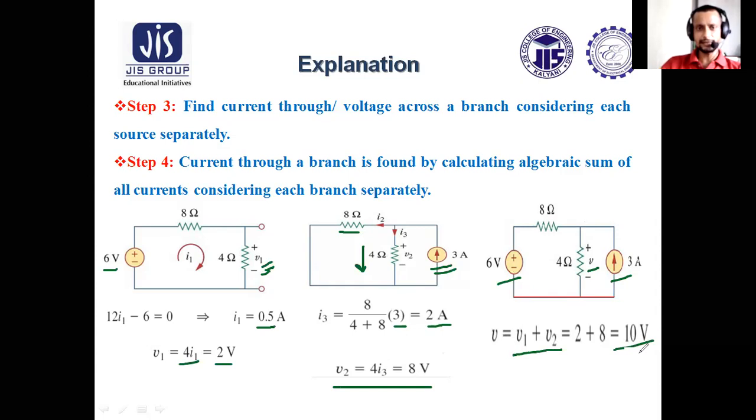So the summary is, first we have to consider each source separately. We have to find the current through a particular branch which is asked in the question, and that current will be the current flowing through that branch considering each source separately. Now, while considering all the sources together, the current through a particular branch will be the algebraic sum of all the currents. This is known as the superposition theorem.